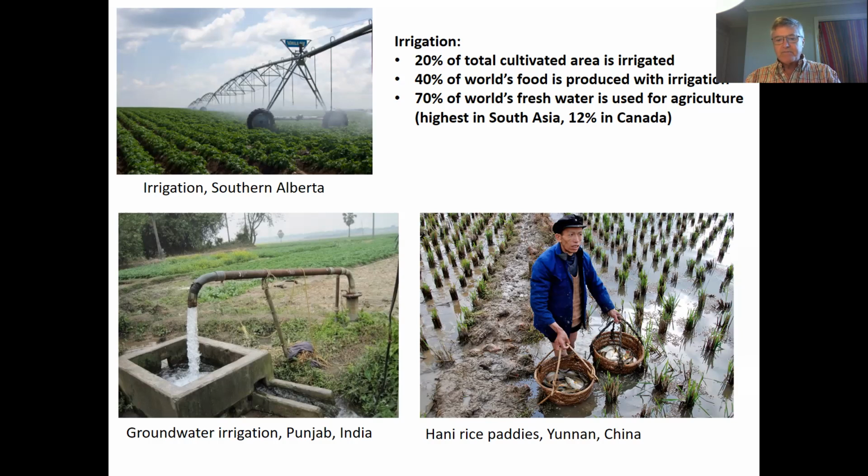Here's the Hani rice paddies, and I'll show you that slide from them in a minute. So here's a farmer harvesting fish from the rice paddy at about the time that he's transplanted the rice from a nursery into the field. So this is another irrigation system.